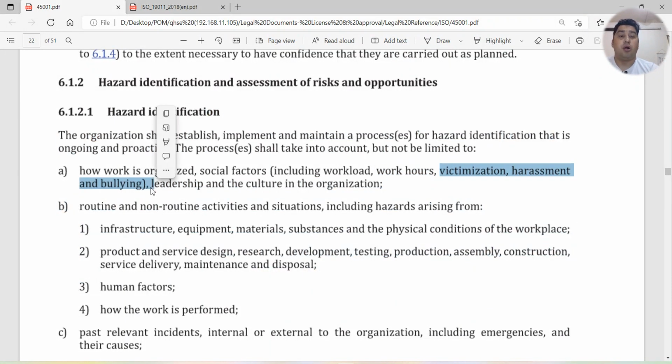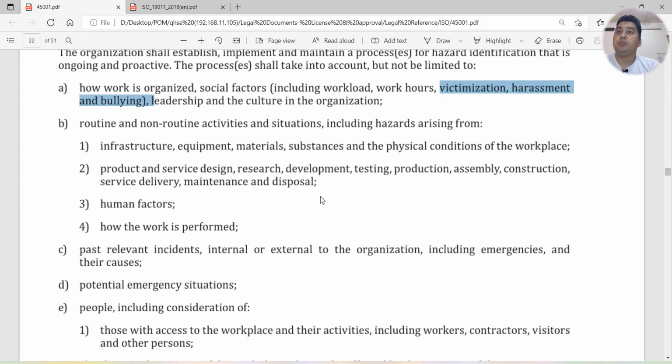If you have gone through the NEBOSH IGC training or NEBOSH diploma training, there is some specific psychological-related training also, which considers these risks: victimization, harassment, and bullying. Those are hazards that also need to be included in this risk assessment. Then leadership and the culture of the organization. What is the health and safety culture in the organization? That also needs to be considered, because somehow that is going to affect health and safety in the organization.